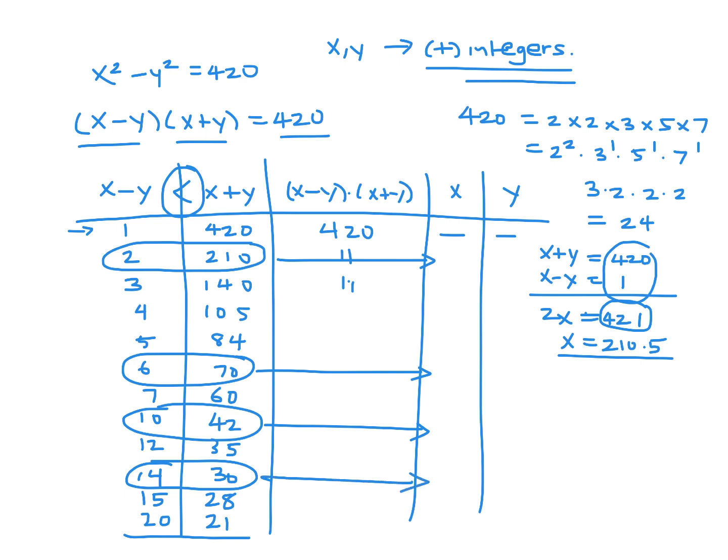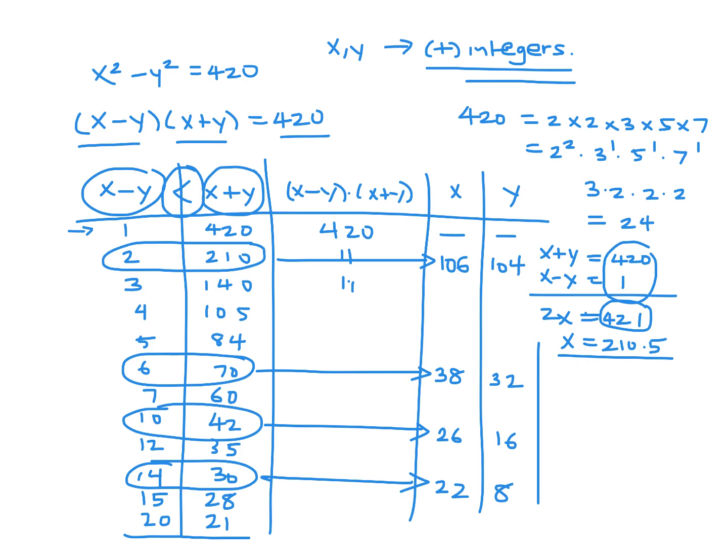I think I can do this in my head. It's pretty quick. So 212 divided by 2, that'd be 106. And then you can just sub it into either one of these to figure out what y is. And when you do, that would be 104. This 76 divided by 2 is 38, and then that's going to be 32. This one 52, so 26 and 16. And this one would be 22 and 8. Yeah. And you can do it manually on the side if you can't do it in your head. So these would be the 4 ordered pairs that would satisfy this with the condition that x and y are both positive integers.